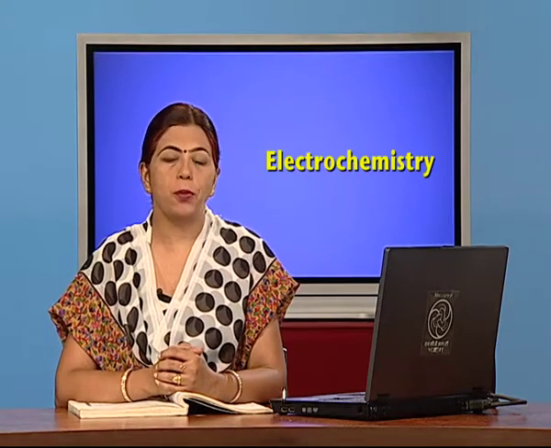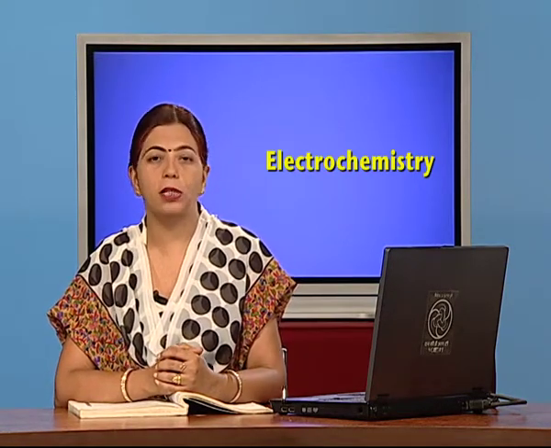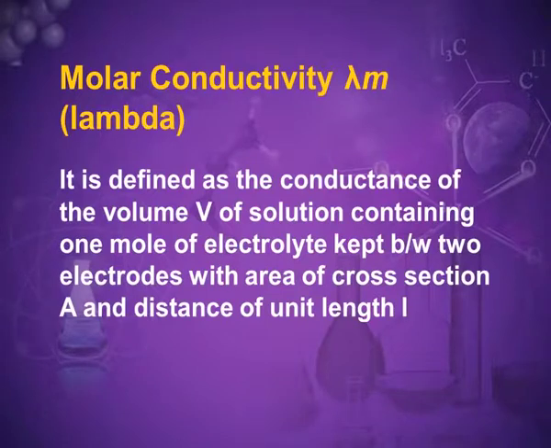Now, the next topic of this unit is molar conductance. If we take 1 mole of the electrolyte, then the ions produced by this 1 mole of electrolyte offer conductance. This conductance is molar conductance. Let me define it. It is defined as the conductance of the volume V of the solution containing 1 mole of the electrolyte kept between two electrodes with area of cross section A and distance of unit length L.